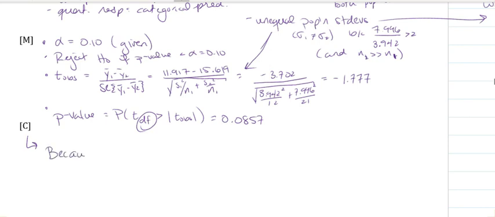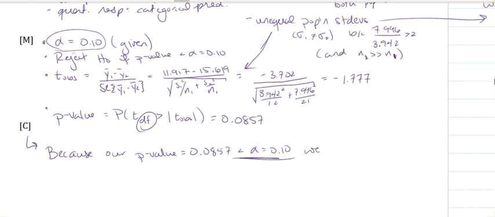Because our p-value is less than, oops, we should say what our p-value is. Our p-value of 0.0857 is less than alpha of 0.10, right? So remember, we're using alpha of 0.1, not alpha of 0.05. We can reject the null hypothesis.